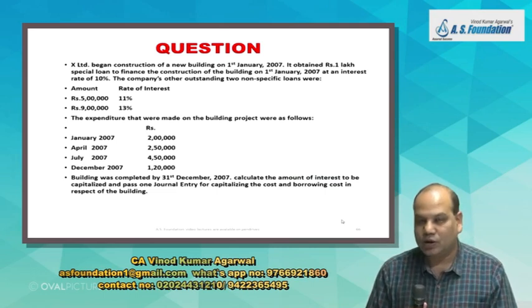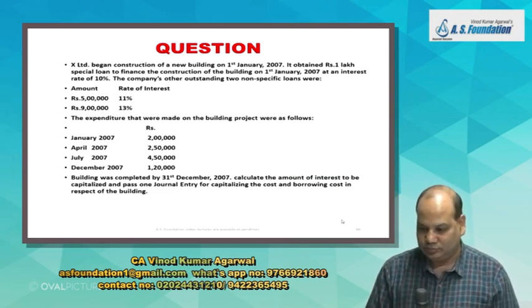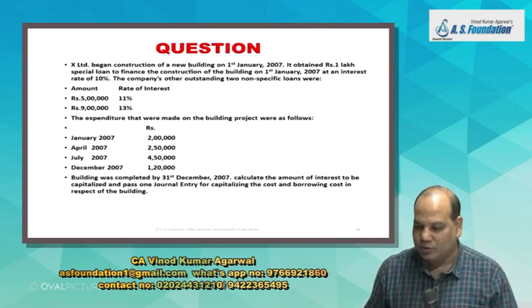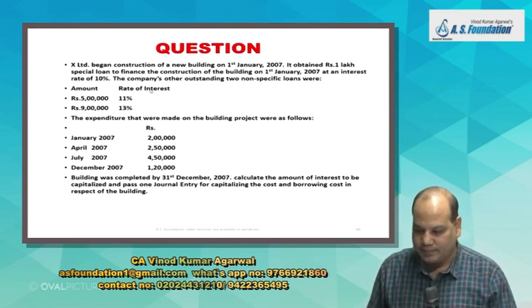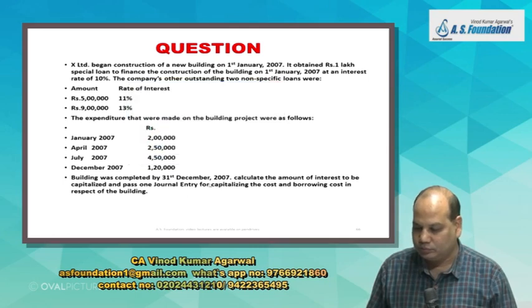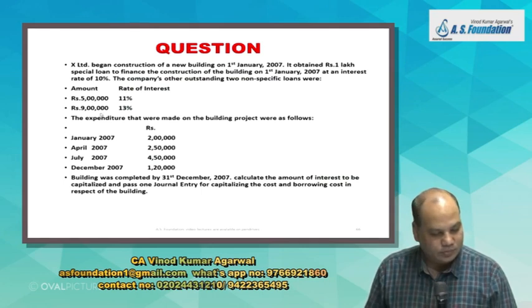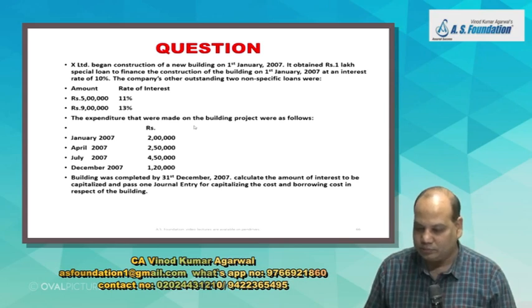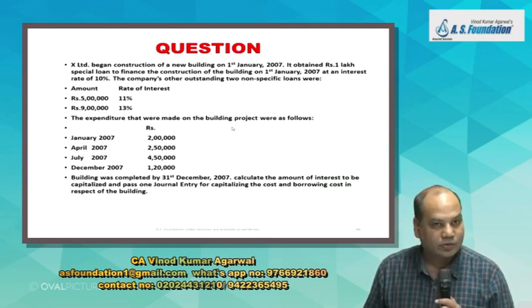The company's other outstanding two non-specific loans were: one is a specific loan for construction of the building, and there are two non-specific loans, 5 lakh rupees at 11%, and 9 lakh rupees at 13%. The expenditure that was made on the building project was as follows.